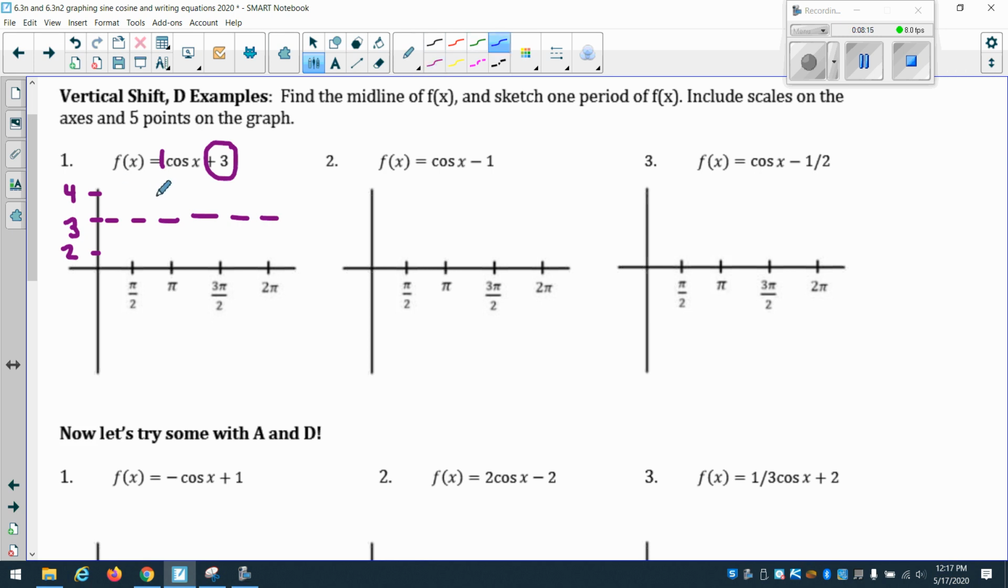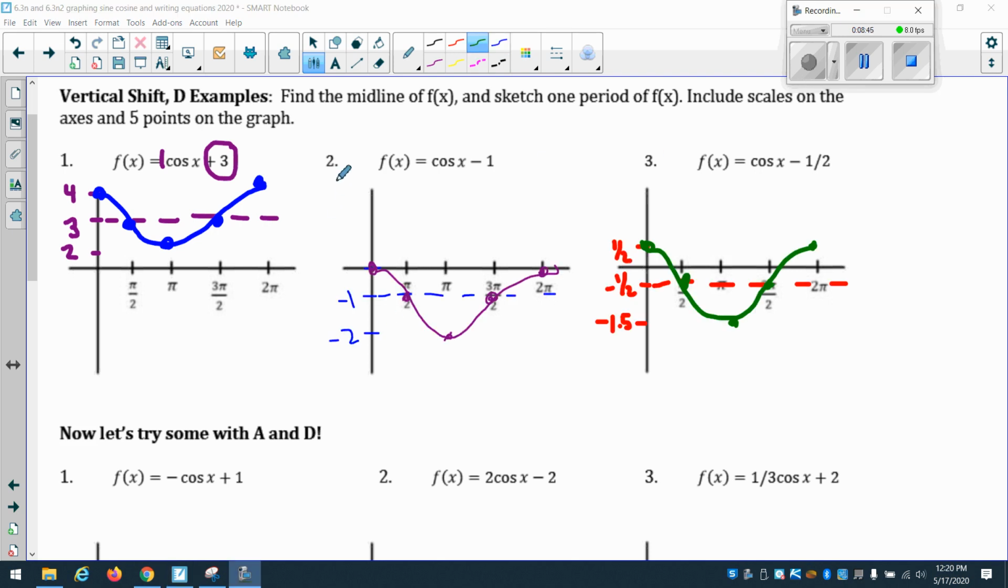Now, cosine, again, we start at the maximum. Then we're at the midline. We're at the minimum, midline, back to the max. Okay, so you guys are familiar with this. Stop the video and try 2 and 3, and then we'll check the answers.